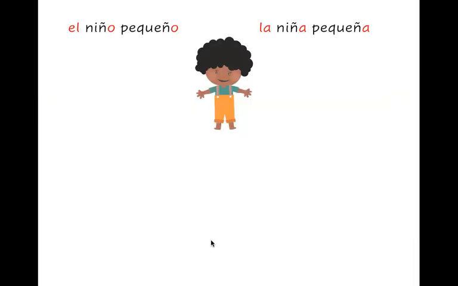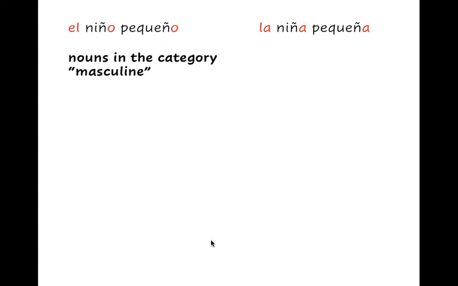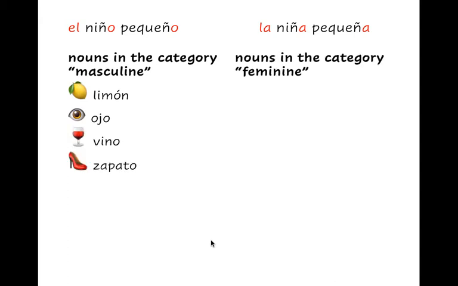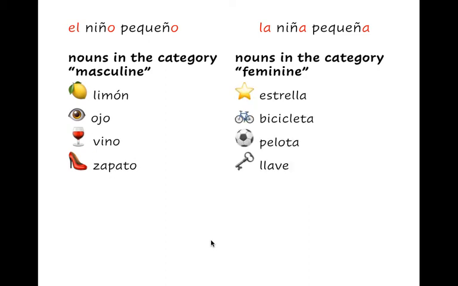And so similarly, back to our example from Spanish, when we're not talking about people, but more generally, other nouns in the category unfortunately called masculine would be limón, lemon, ojo, vino, zapato, and some nouns in the category unfortunately called feminine, estrella, bicicleta, pelota, llave. Clearly, this does not have to do with categorizing people.